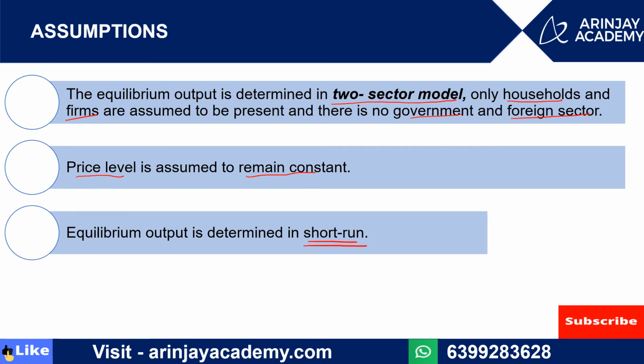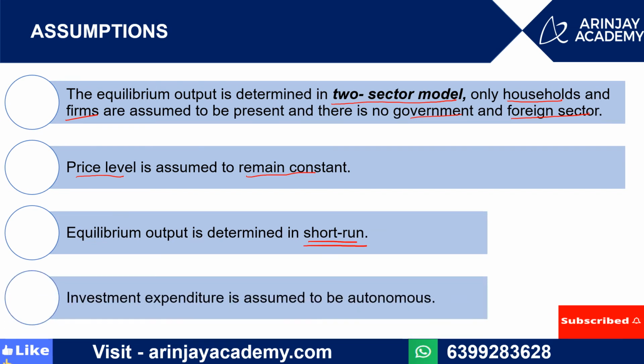Next assumption, investment expenditure is assumed to be autonomous. That means we are assuming that your expenditure on investment will remain constant irrespective of changes in your income. Whether your national income increases or decreases, your expenditure on investment will remain constant, right? So these are the assumptions which are mandatory, and these assumptions are the same for the ADAS approach as well as for the SI approach. So the assumptions will remain the same.